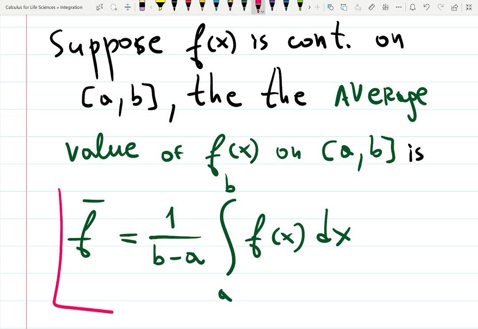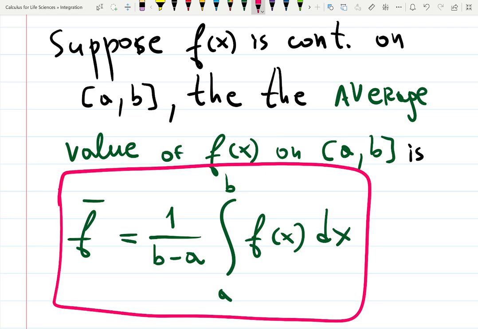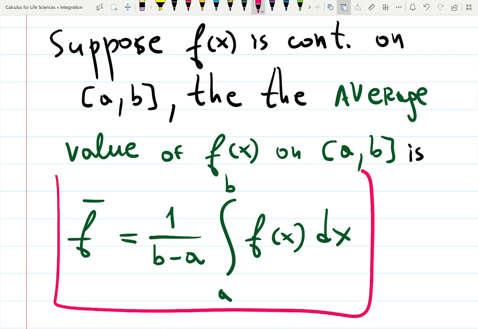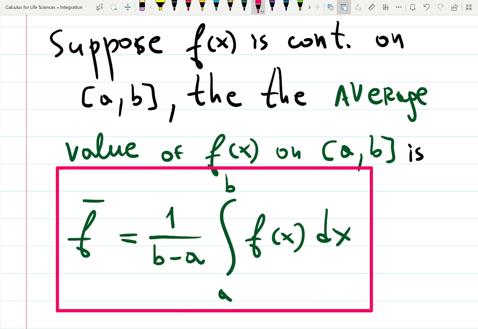The average value is different from the normal integral just by one little detail. You divide by the length of the interval. And that is why that animation I showed you makes sense. Total area, but then you divide by the length and it kind of measures up the average.